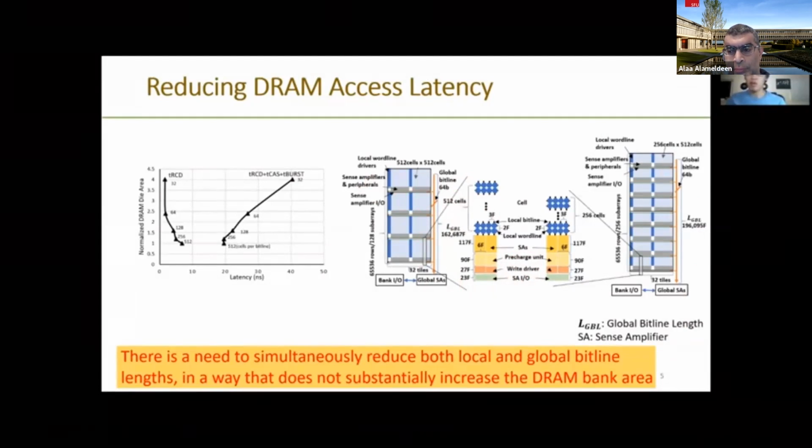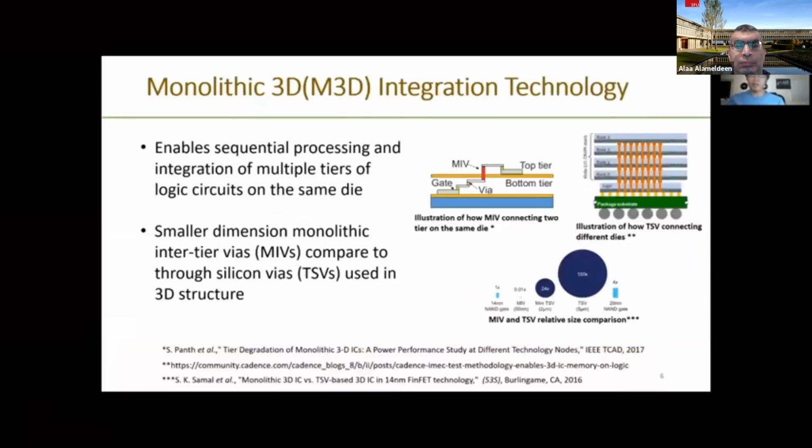The required number of subarrays has doubled, therefore the length of the global bit line, which goes across the bank, has increased. From our latency-area trade-off analysis, we can see that the overall access latency increases while we are shortening the local bit line. Therefore, there's a need to simultaneously reduce both local and global bit line length in a way that does not substantially increase the DRAM bank area.